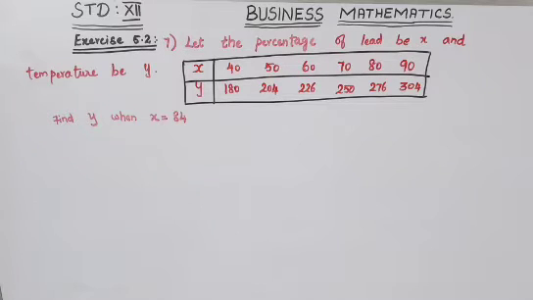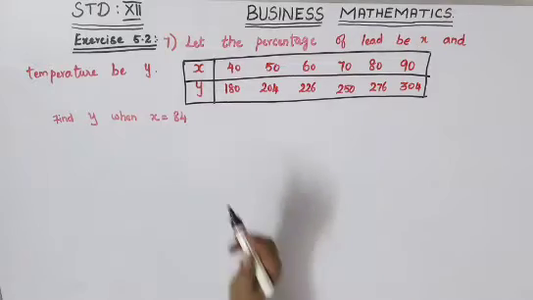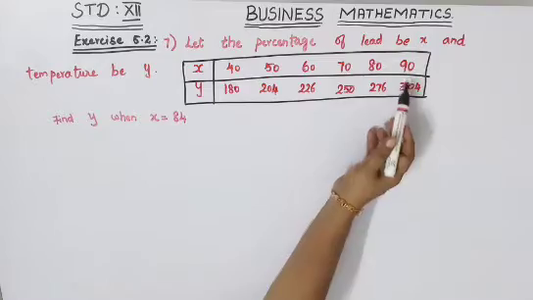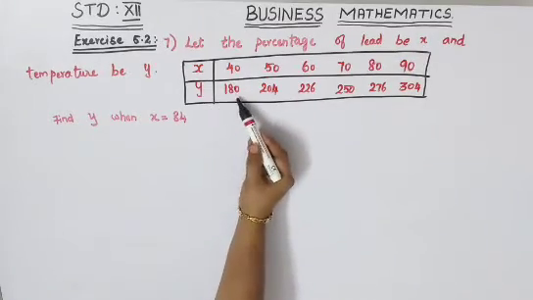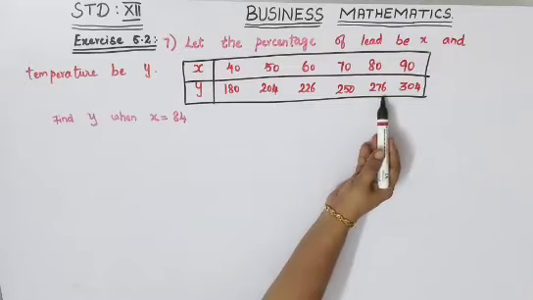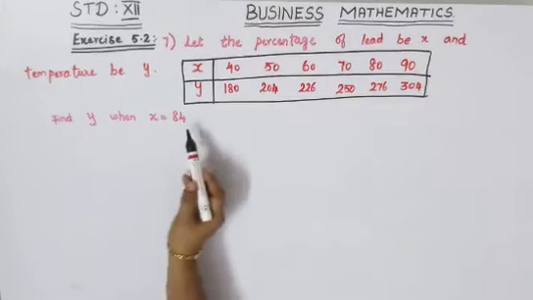Standard 12th Business Mathematics, Exercise 5.2, 7th question. Let the percentage of lead be X and temperature be Y, and your X and Y is given. X is 40, 50, 60, 70, 80, 90, and your Y is 180, 204, 226, 250, 276, 304. So find Y when X is equal to 84.